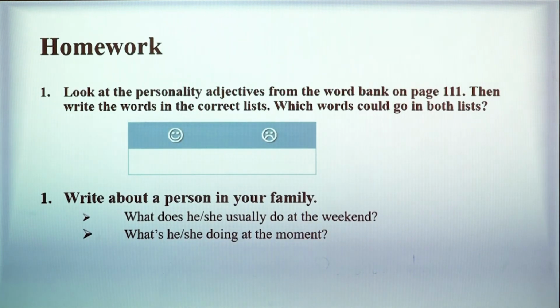Homework. Look at the personality adjectives from the word bank on page 111. Then write the words in the correct list. Which words could go in both lists? We have the positive adjectives and the negative.